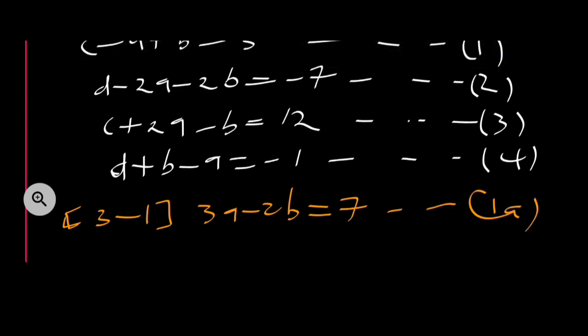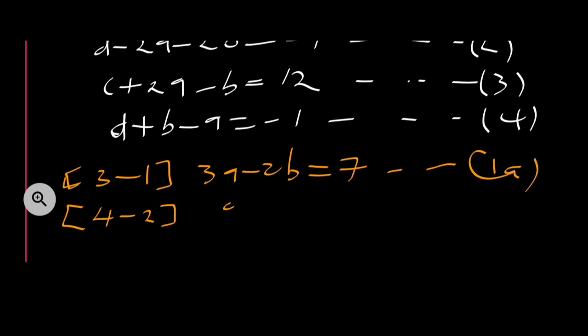Now, since this equation has only the variables a and b, then whatever equation we are going to get next must also only have the a and b variables, and in that case only equation 2 and 4 fit that criteria, because we can just subtract equation 2 from equation 4 to eliminate the d variable and get a plus 3b is equal to 6, and we call this equation 2a.